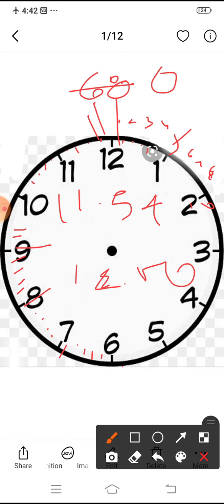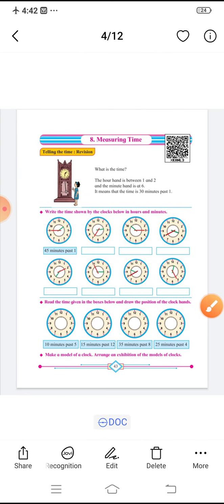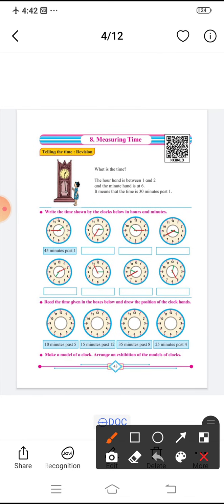Correct? Yes. Now we will go to the first page of our textbook. Write the time shown by the clock below in hours and minutes. Yes. Now see the small green color hand. Where it is between 2 and 3. Why is it between 2 and 3?